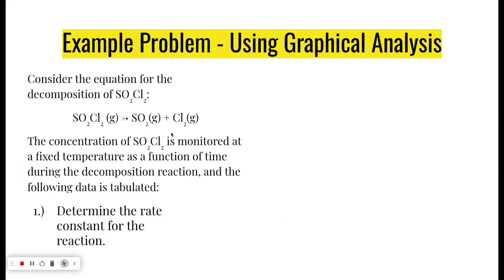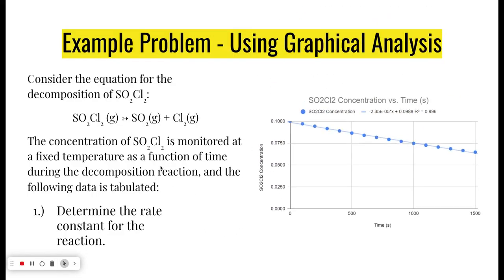And what we're going to do for this problem is we're going to graph that data 3 times. One assuming it's 0 order, the second time assuming it's first order, and the third time assuming it's second order. Okay, so this is what the graph would look like for a zero order reaction.